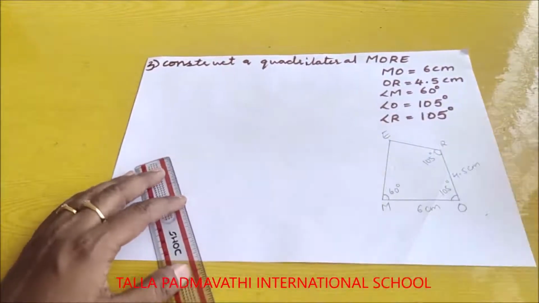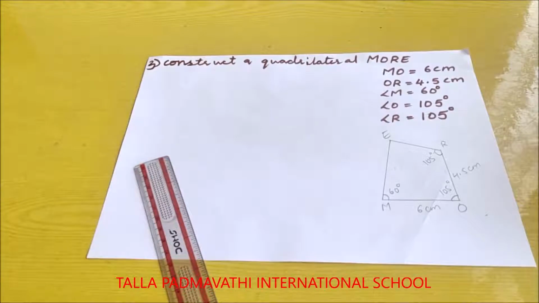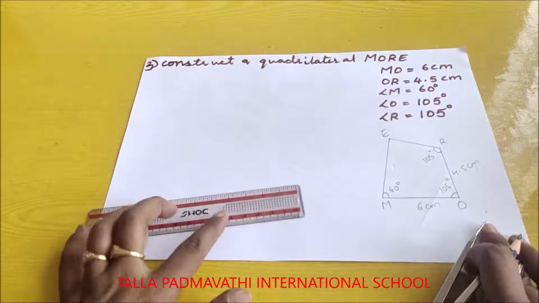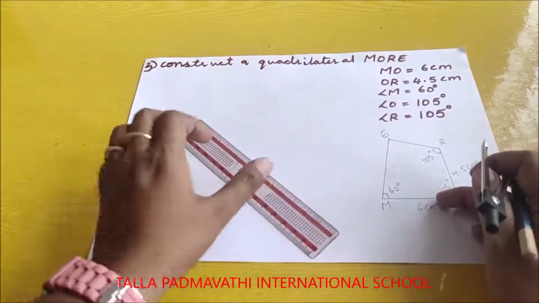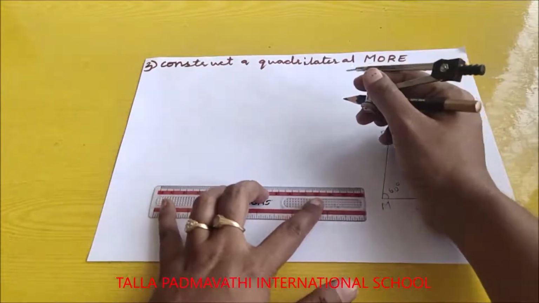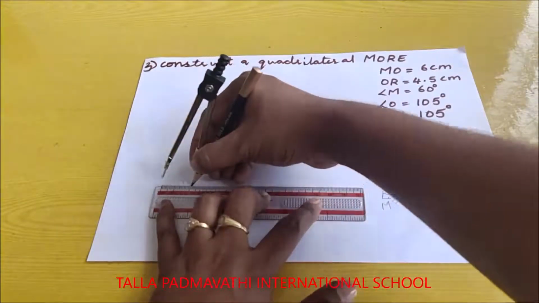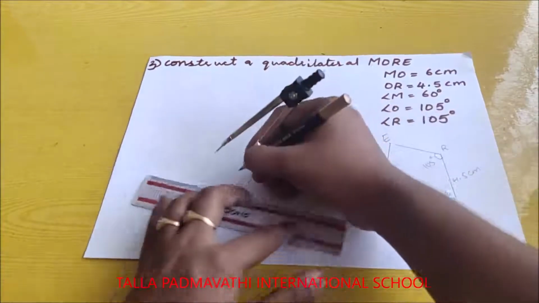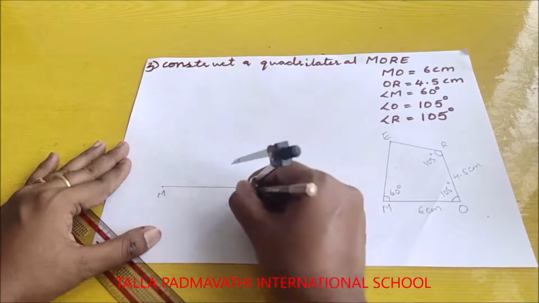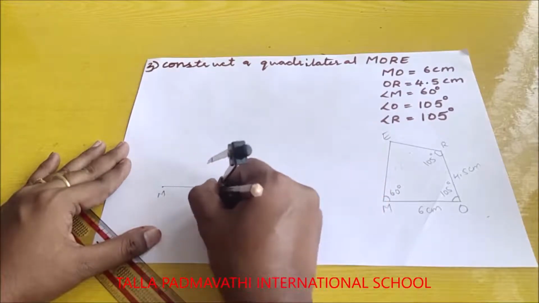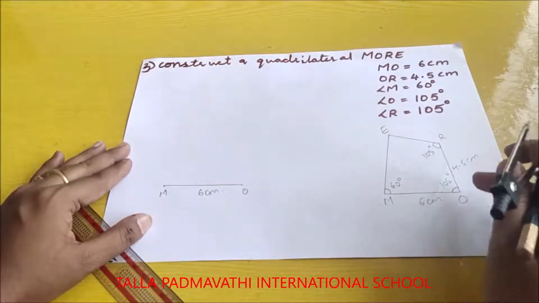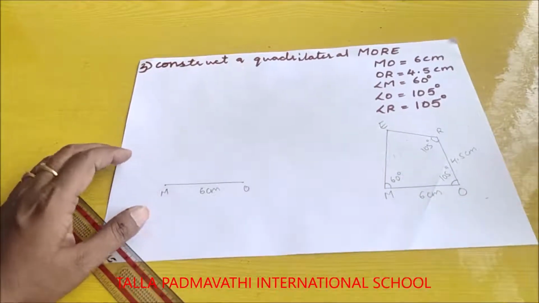Okay. Now according to this figure we are going to draw the quadrilateral. So first draw the line segment MO with 6 centimeters, children. So MO 6 centimeters we are going to draw. This is M and O. This will be 6 centimeters. Now they said to draw 105 degrees. Angle O is 105 degrees, children.